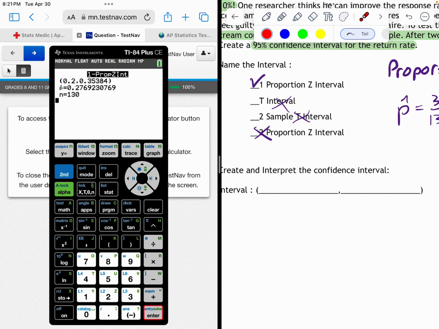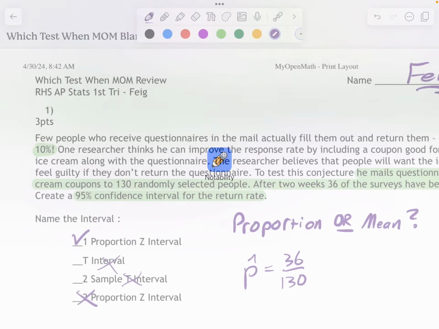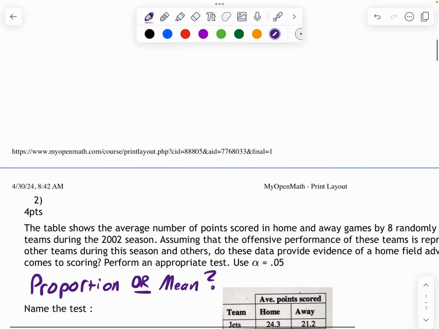And you will have, of course, your own values for your interval. Mine goes from 0.2 to 0.35. That'll do. Well, I'm not sure what to round to, but I'll let you guys wrestle with that. Okay, that's it for the first one.